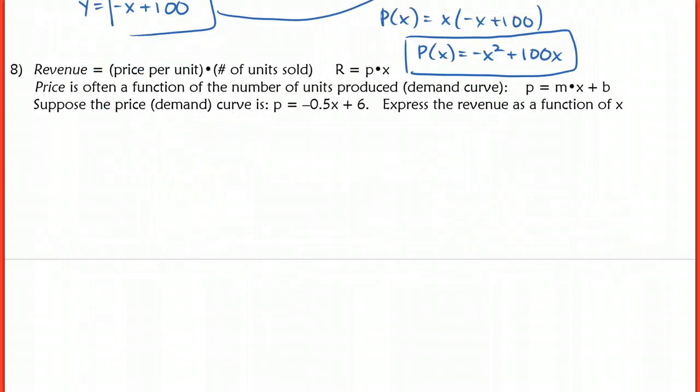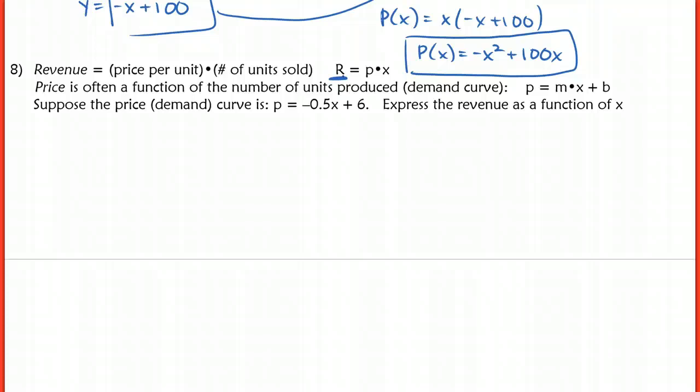Okay, last problem. Last problem here says the revenue is equal to the price per unit times the number of units sold. And hopefully that makes sense to you, that the most money that they're going to accumulate is by charging a certain price and then selling however many they sell. That's the total revenue of something. Now the price is a function of the number of units produced. Okay, this is a demand curve.